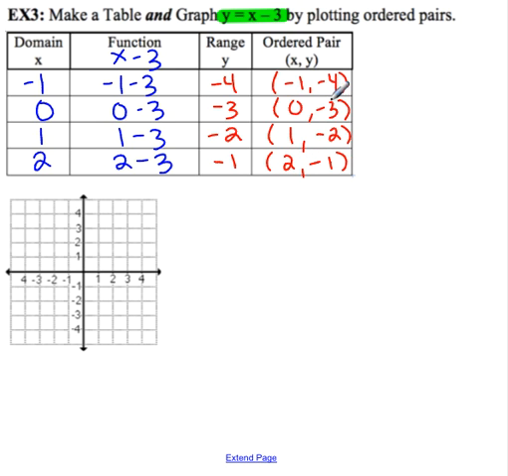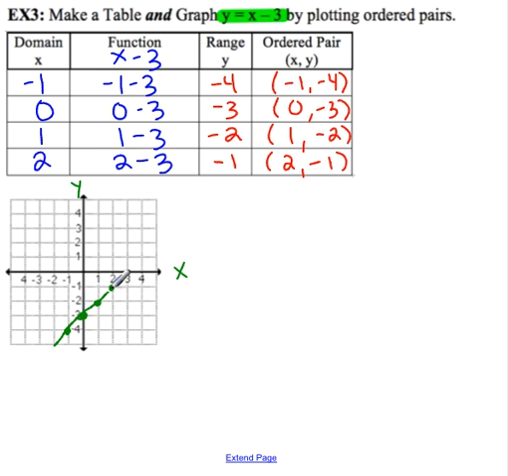Now that I have ordered pairs, I can plot the points. This is my x-axis, this is my y-axis. X value of -1, y value of -4, my point goes right here. X value of 0, y value of -3, my point goes right here. X value of 1, y value of -2, x value of 2, y value of -1. Now, once I plot the points, I cannot stop there. I must connect my points.